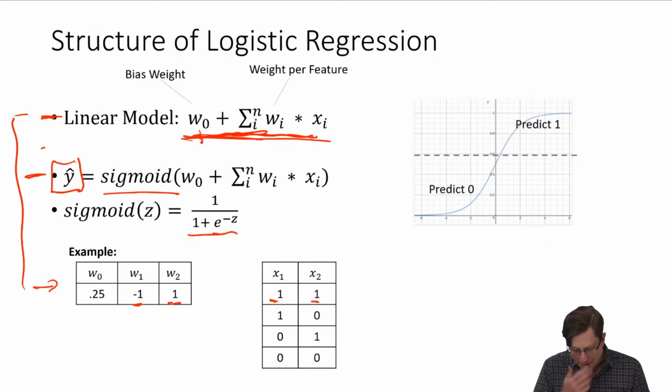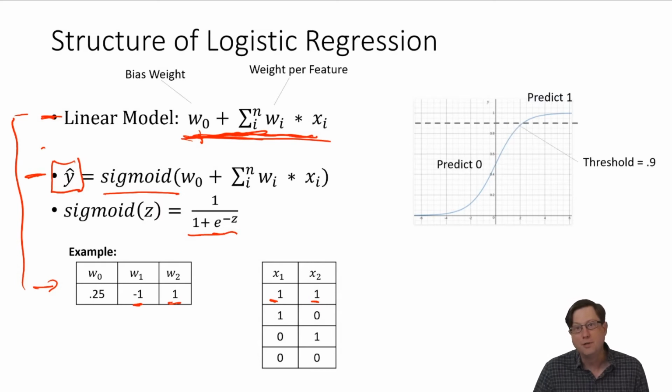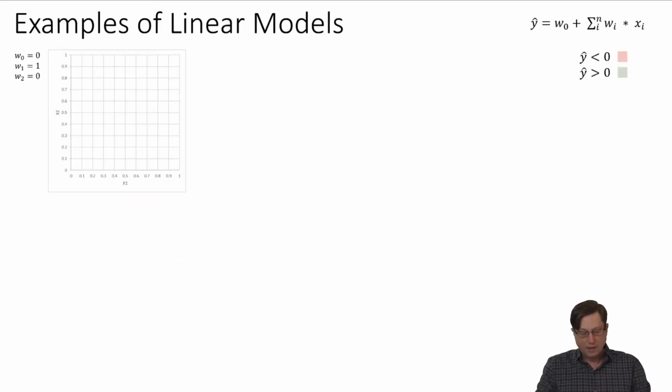If you wanted to change the threshold, you could change the threshold to be like 0.9. Then you'd need to have the linear model output at least a 2 in order for the complete logistic regression model to predict 1. And if the linear model output any value less than 2, then the logistic regression would predict 0. So let's go through a few more examples of linear models, and this isn't really required.